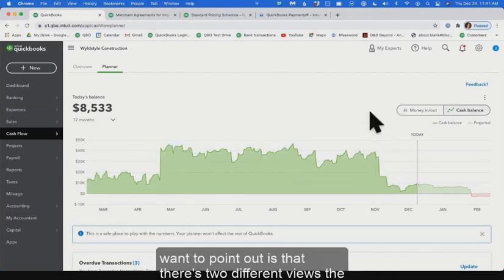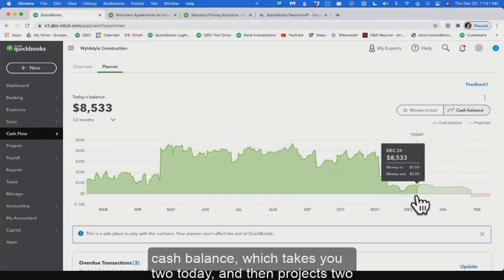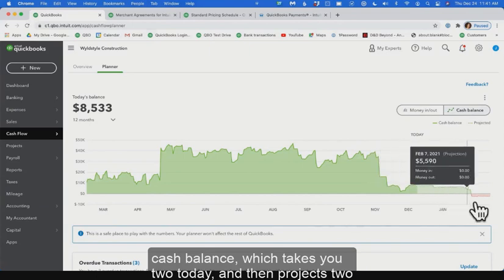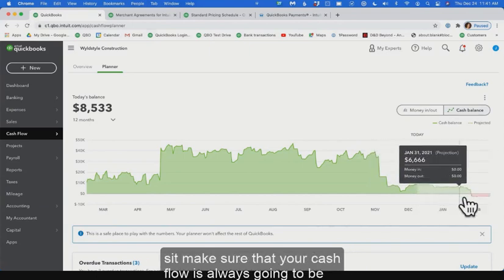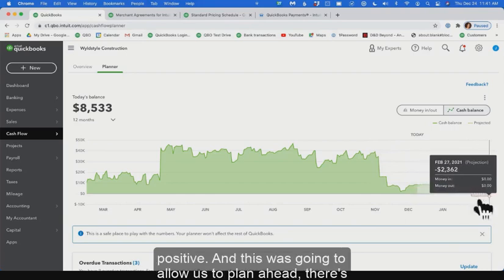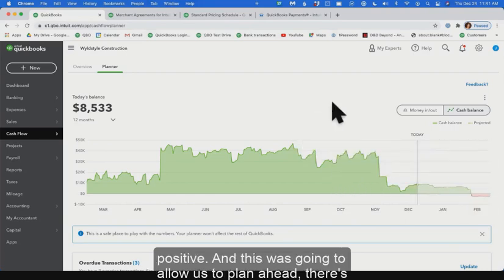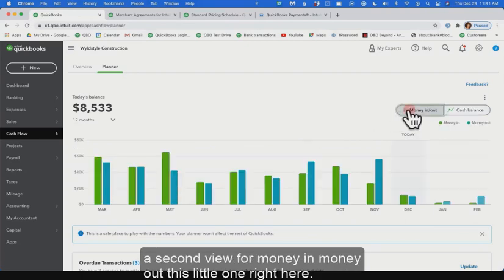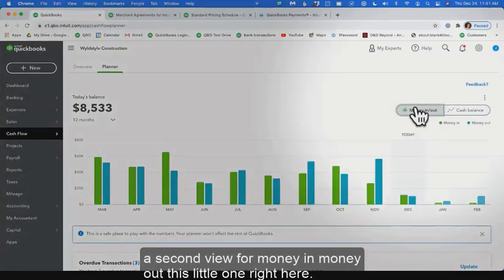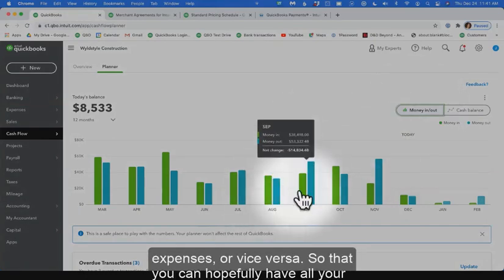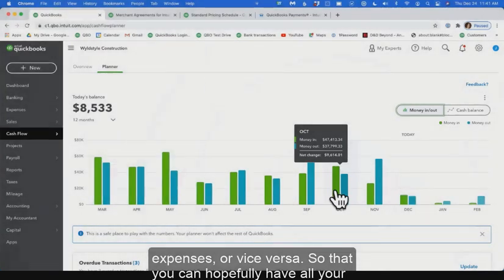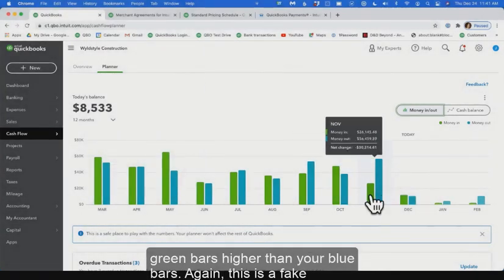The first thing that I want to point out is that there's two different views. The cash balance takes you to today and then projects 2 months into the future. The idea here is that you want to make sure that your cash flow is always going to be positive, and this tool is going to allow us to plan ahead. There's a second view for money in, money out, this little one right here, and that shows you when your income is more than your expenses or vice versa, so that you can hopefully have all your green bars higher than your blue bars.